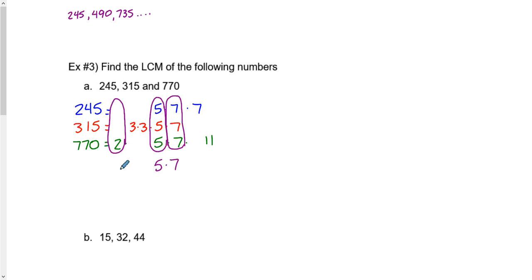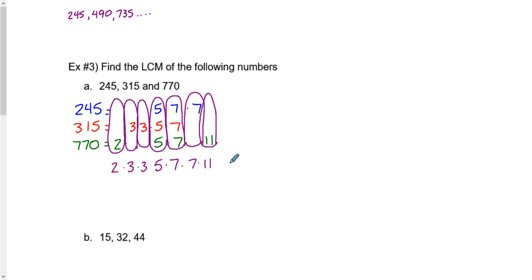There's only the 2 in the 770. I'm going to circle my 3, which is only in the 315, but it's not in the 245 or the 770. I'm going to circle this other 3. And it works. I'm going to circle this 7. And I'm going to circle this 11.